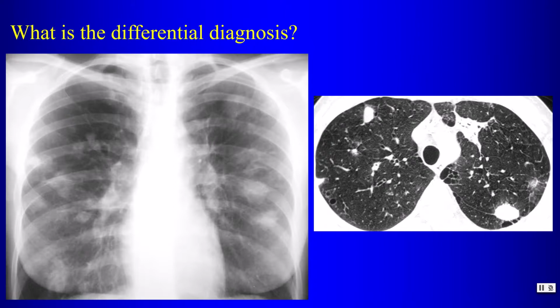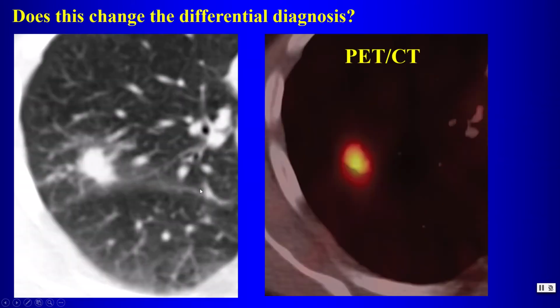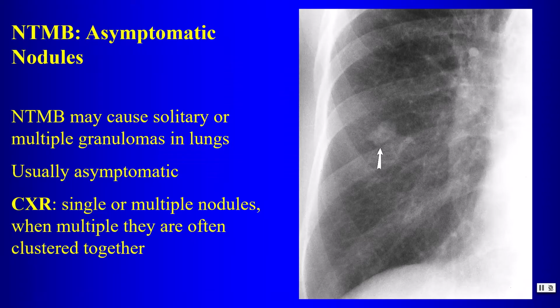So here's another appearance that we can get with atypical mycobacterial infection. Multiple nodules. Of course, the differential is metastatic disease, and this disease, atypical mycobacterial infection, is notorious for simulating metastatic disease and for giving you a false positive PET scan. So even on PET CT, these lesions can be very active, again, mimicking neoplasm. So atypical mycobacteria can do this.